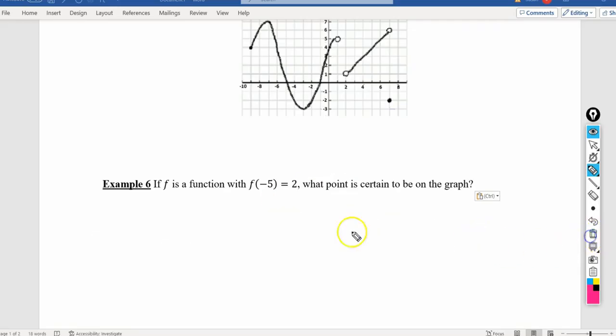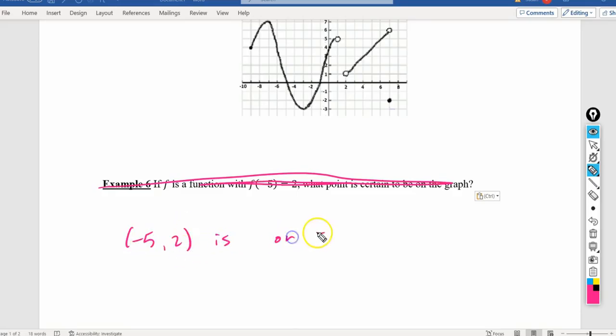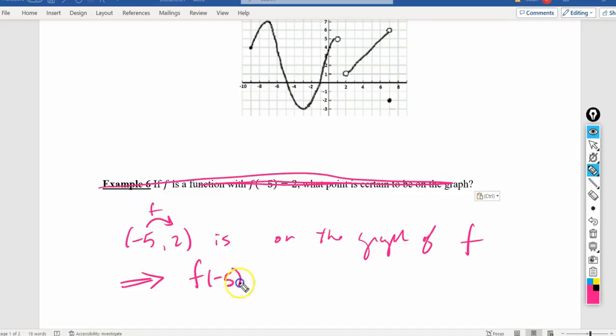Now similarly, if you're told -5, 2 is on the graph, then that's the same thing as f evaluated at the x-coordinate is equal to the y-coordinate. So they mean the same thing.